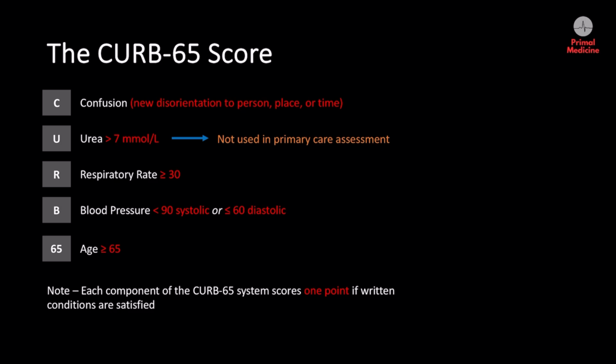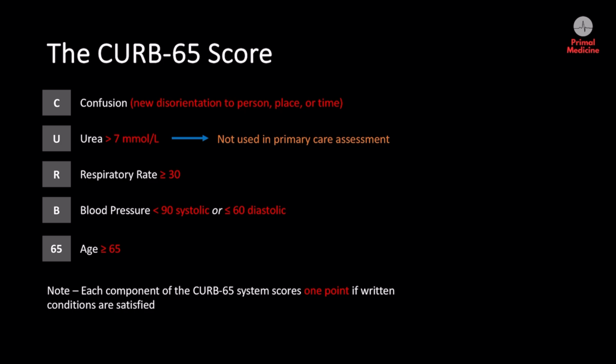The first part is confusion, and we can obtain this from the patient's history of presenting complaint, and there could be signs of new disorientation to person, place, or time. If there's doubt about confusion, we can do a more formal assessment using the abbreviated mental test score, and if the patient scores 8 points or less, that will also score 1 point for confusion.